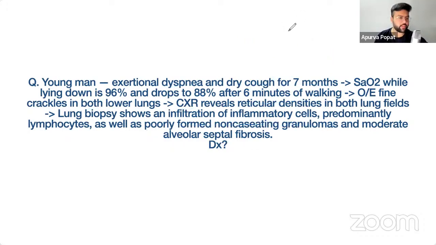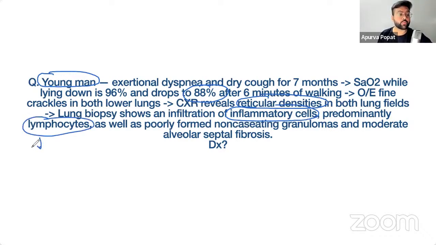This is a non-specific question, but I would be really impressed if somebody can give me the diagnosis. I'll also share some hints here. Let's say this is a young patient, and he's having some hypoxia with walking. Chest X-ray is showing reticular densities. Lung biopsy is showing a lot of inflammatory cells, predominantly lymphocytes. And there's one thing I would say: let's say lymphocytes are more than 30%. And this patient, hypersensitivity pneumonitis.